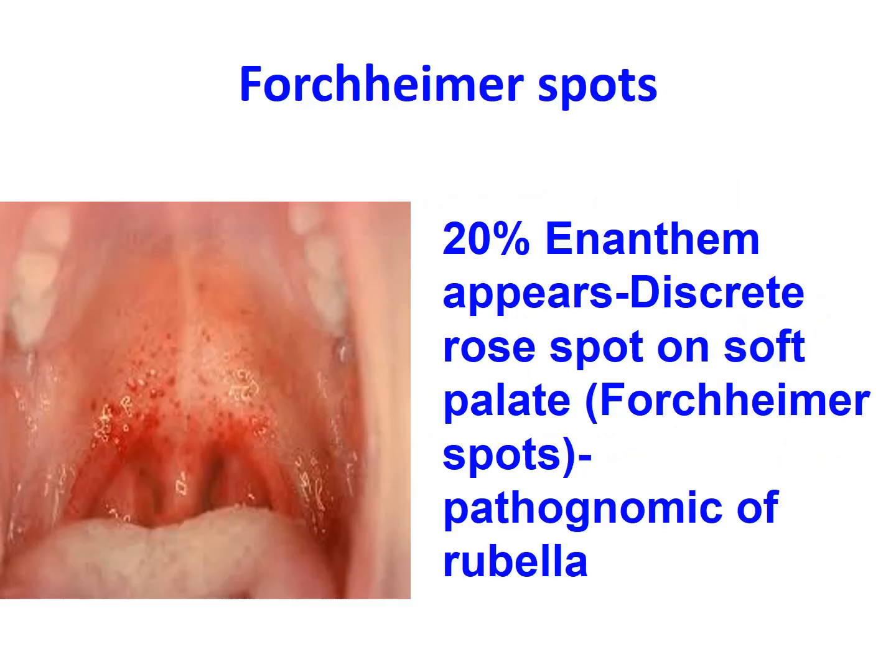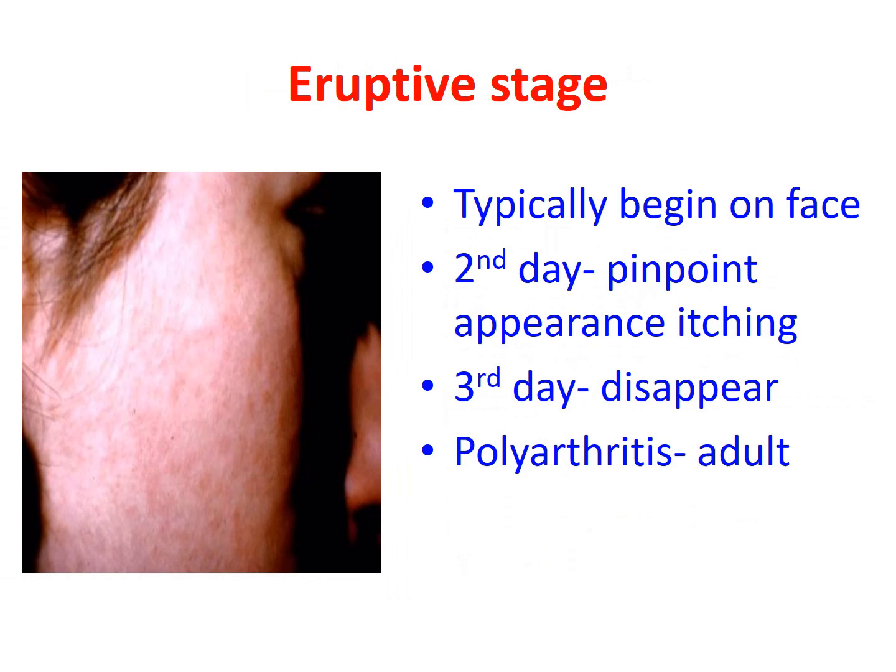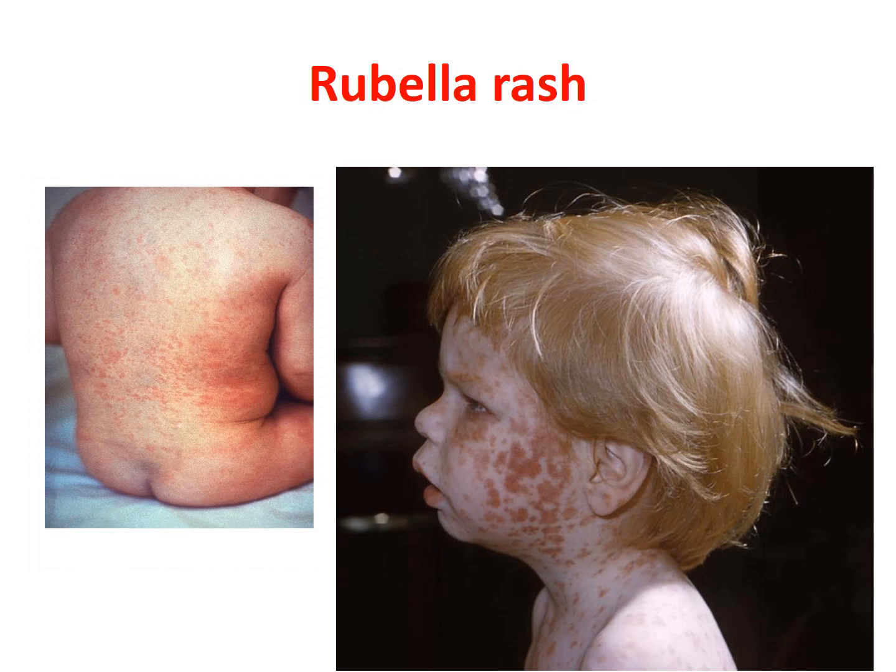20% of cases with rubella have enanthem, that is, the appearance of discrete rose spots on the soft palate. So a similar type of rash is seen on the soft palate. These are known as Forchheimer spots, and this is pathognomonic of rubella. During the eruptive stage, the rash begins on the face on the first day. On the second day, the rash becomes pinpoint, and on the third day it disappears. And many times the adult population may have polyarthritis also. So this is the rubella rash.